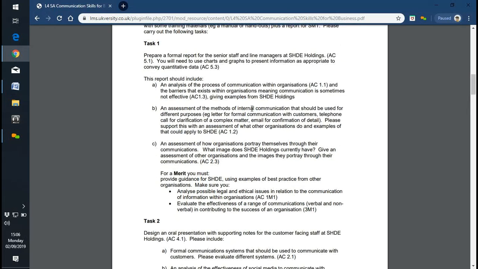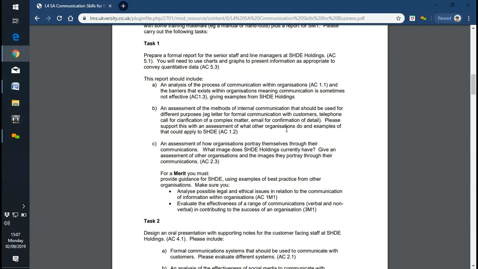Your assessment of the methods of internal communication that should be used for the different purposes. If it's a formal communication with customers, then it can be a sent-out letter, telephone calls for clarification of a complex matter, or an email for confirmation of details. So if it's delivery information, then obviously email is probably going to be the best there.